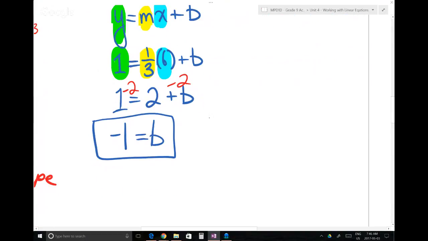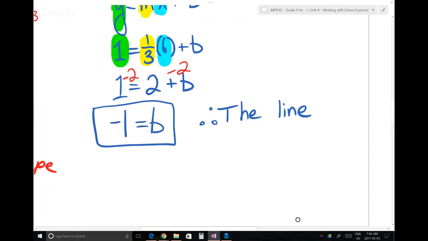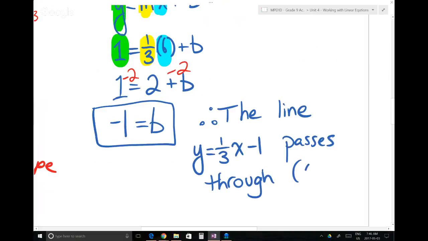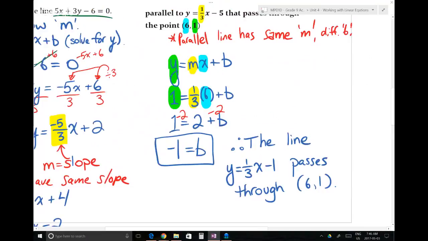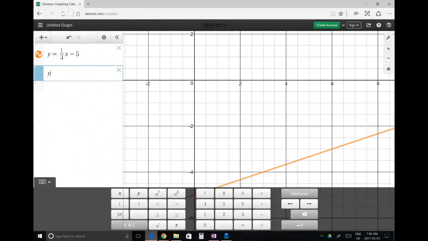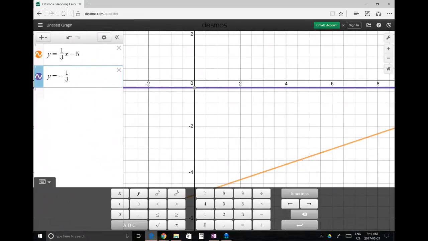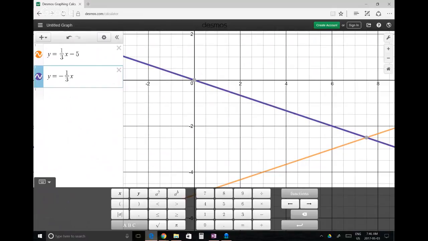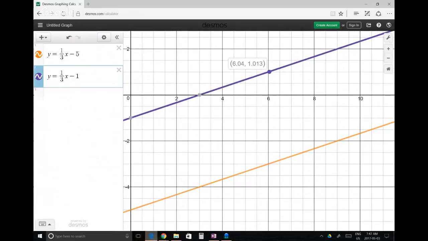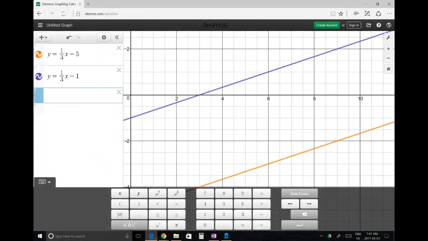And once we know b, we know our new equation. So we can say the line y equals 1/3 x minus 1 passes through the point 6,1. Just like that. And in fact, we'll show that here. Y equals 1/3 x minus 1. And if we look, lo and behold, that passes through the point 6,1, just like it's supposed to. In fact, I can put it here, just to show you.